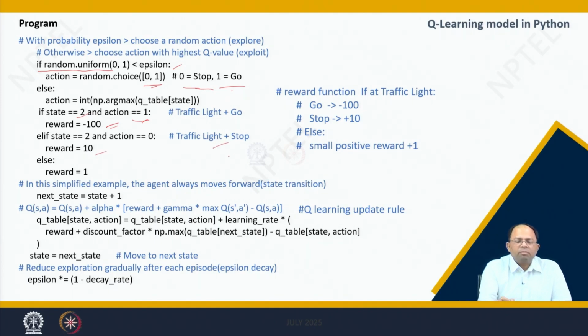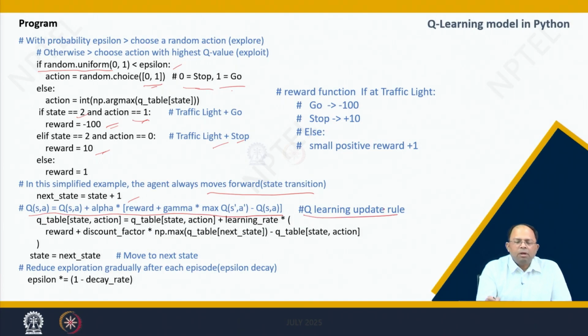So at the traffic light, when we reach it and take a stop decision, we get a reward of 10, else the reward is given as 1, right? In this example, the agent always moves forward in state, because there is a state transition happening. So next state is equal to state plus 1. Automatically after each iteration, it will move to the next step.